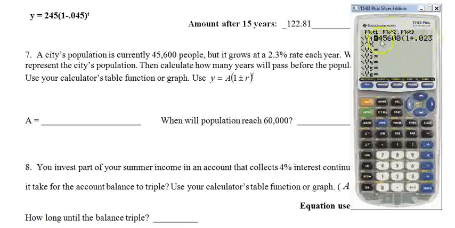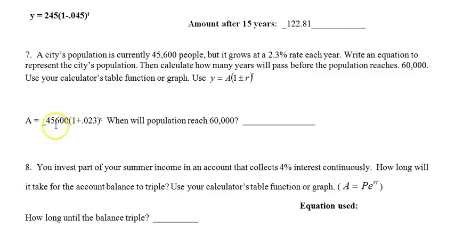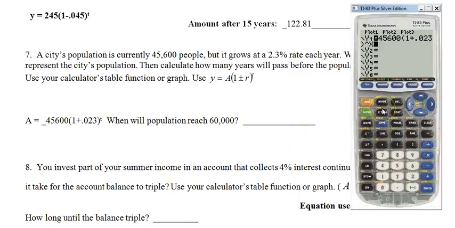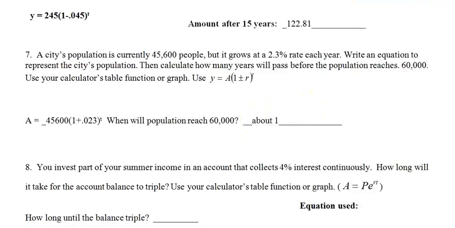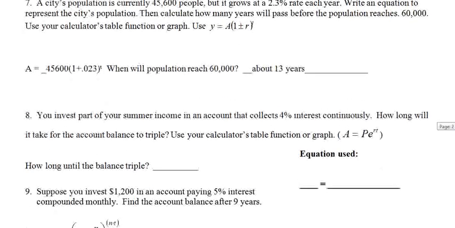Right here. Okay. So again, we'll take a moment to get this put over in our A slot. So there's my equation, 45.6 times (1 plus 0.023) to the t. When will the population reach 60,000? Now this time, since I don't have a number of years, I'm trying to figure that out. I go to my chart and I start scrolling down until I get to 60,000. Once I hit that year that's over 60,000, x is 13, so about 13 years, and I'm content with that. That's all I need.